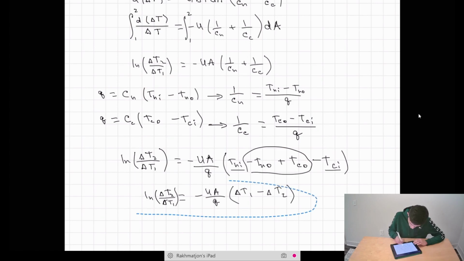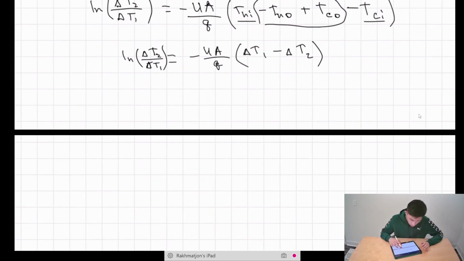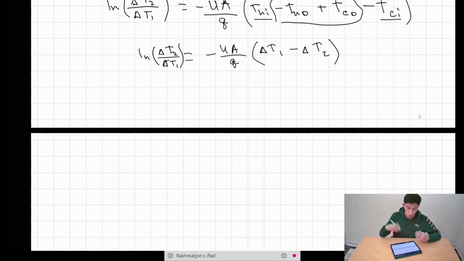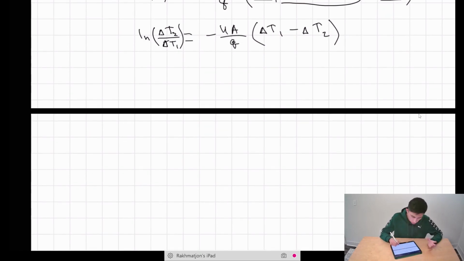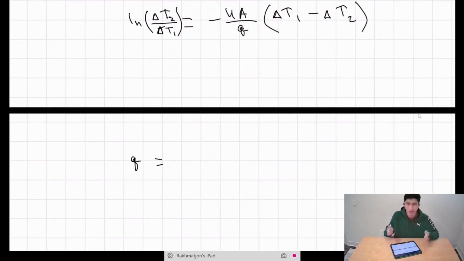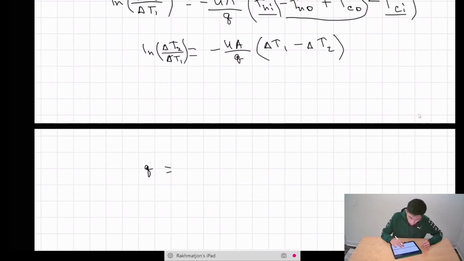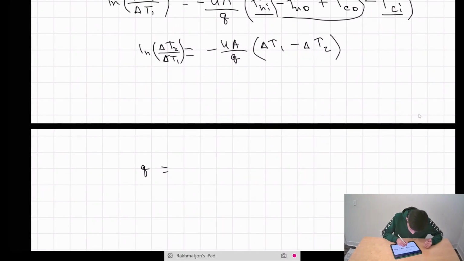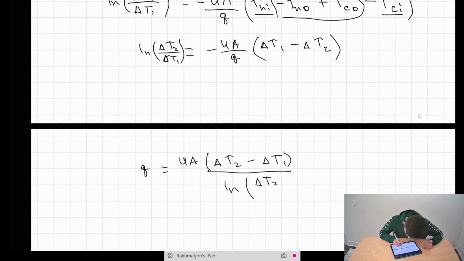Okay, so let's now write the expression for making Q the subject. So the heat transfer rate as the subject of our equation. So our Q is going to be equal to, so I'm going to move the negative sign inside of the parentheses, so it's going to change the order of the terms, times delta T2 minus delta T1 over natural log of delta T2 over delta T1, right?